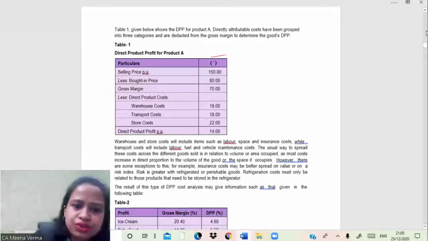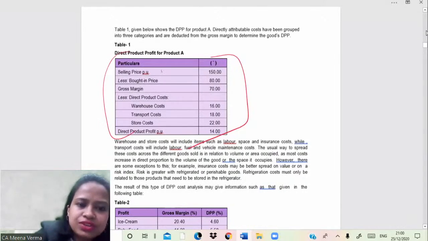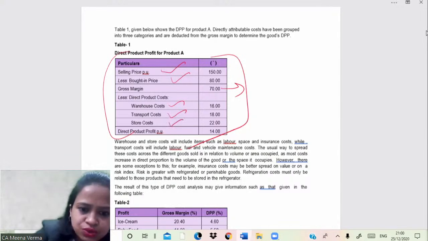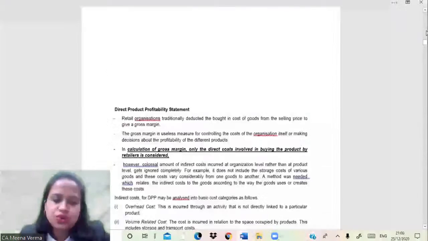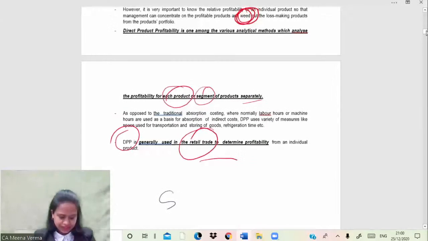So you can use this method. You consider the selling price, then purchase cost, you will get the gross margin, then warehouse cost, transportation cost, storage cost. Then you will get the direct product profitability. You can use it in the question. I hope it is clear to all of you. In case you have any doubt, you can ask me.